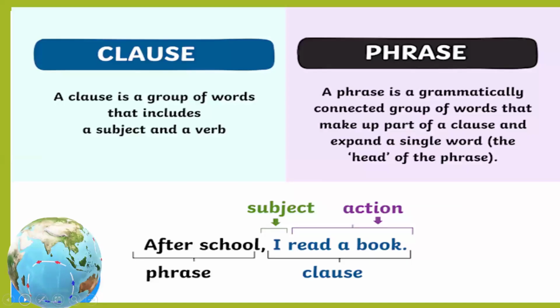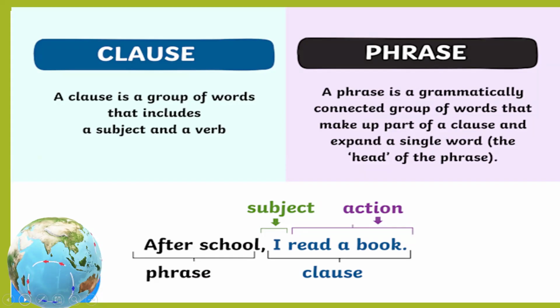Now we have to know the difference between a clause and a phrase. A clause is a group of words which includes a subject and a verb. Clause definitely consists of a subject and a verb. A phrase is a grammatically connected group of words. It is connected with a clause or a sentence, making up part of a clause and a sentence.